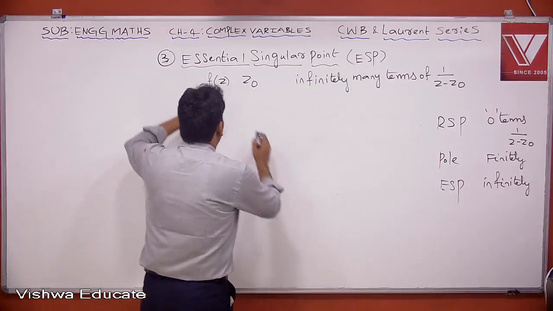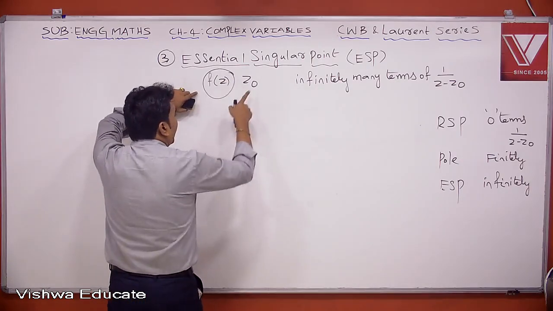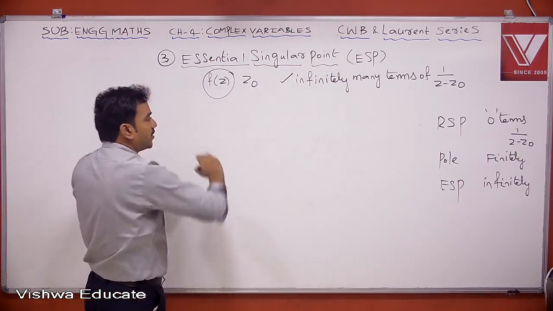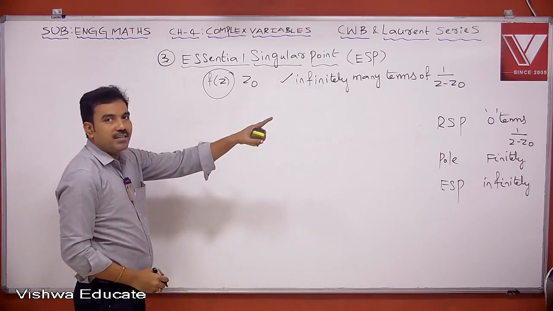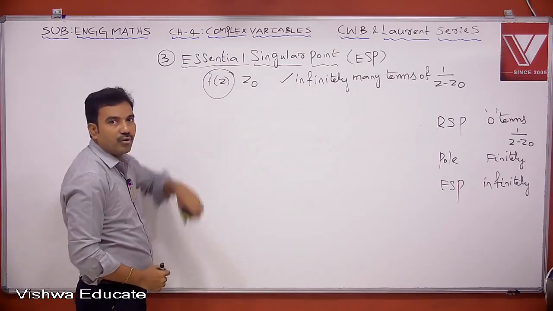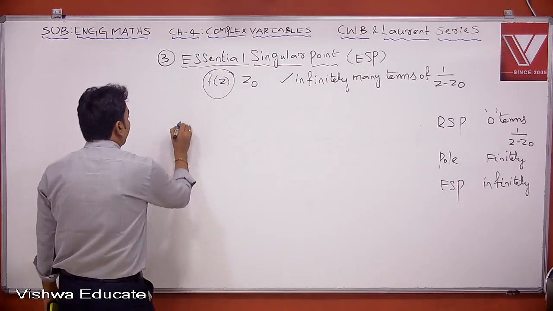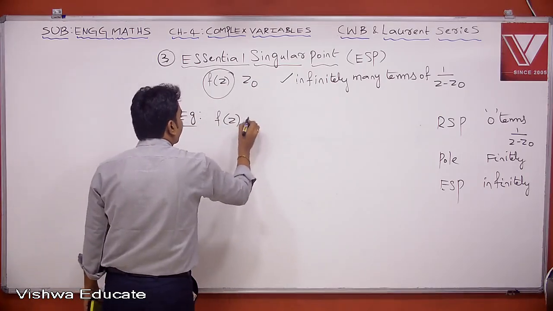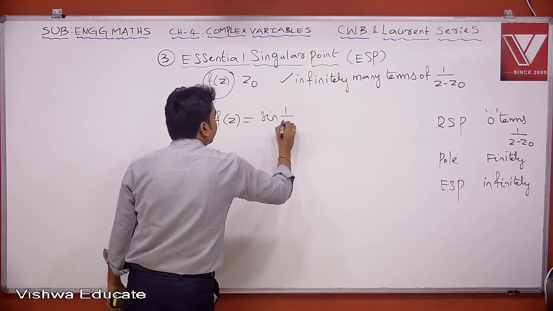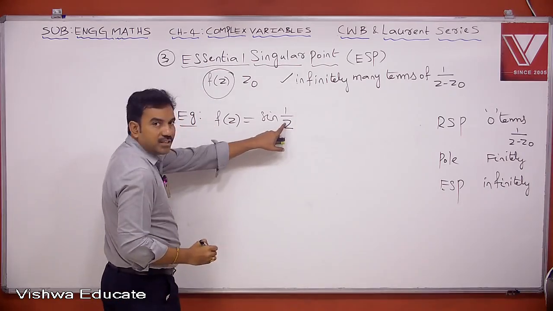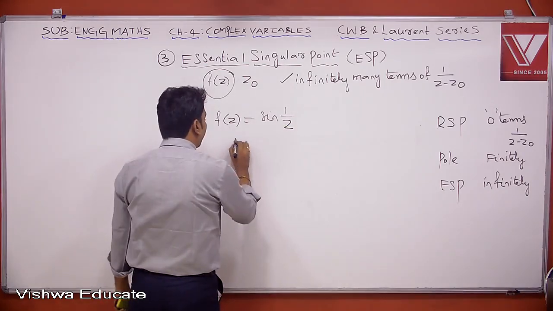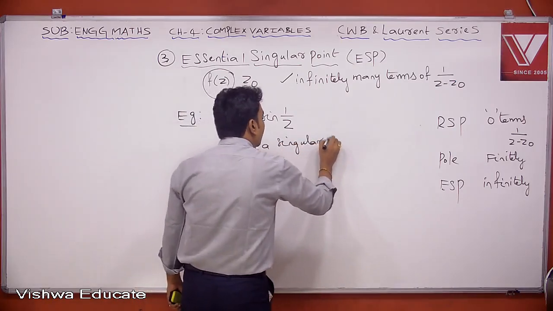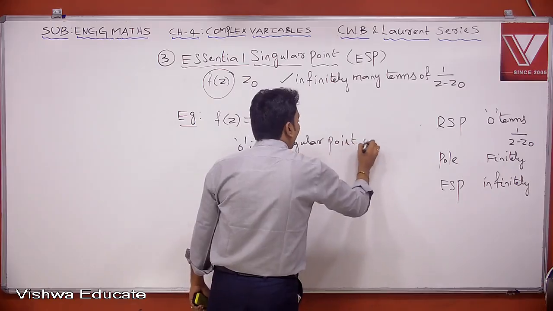So whenever the Laurent series expansion of f of z about z equal to z0 has infinitely many terms of the form 1 by (z minus z0), then we say that z0 is an essential singular point of this function. Let us take an example. Suppose f of z equals sine 1 by z. Now in the denominator z is there, therefore 0 is a singular point of f of z.